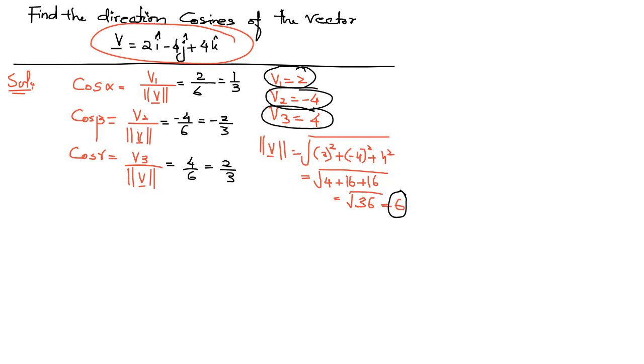Now we have the direction cosines, and we need the angles, so you have to calculate the angle. Cosine of alpha is equal to 1 divided by 3, so you can write alpha is equal to cosine inverse of 1 divided by 3. Anybody have a calculator?